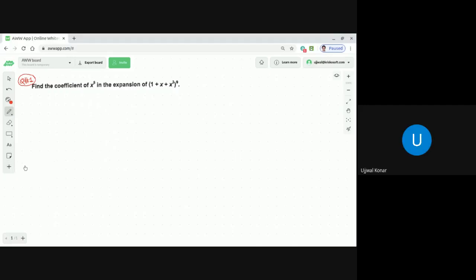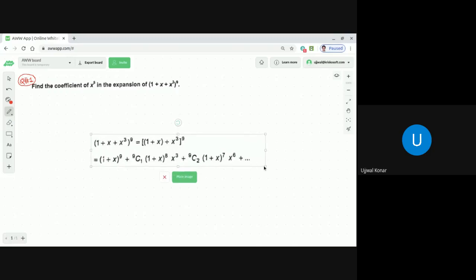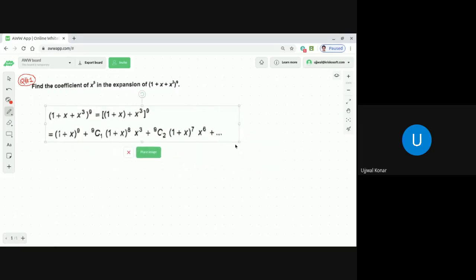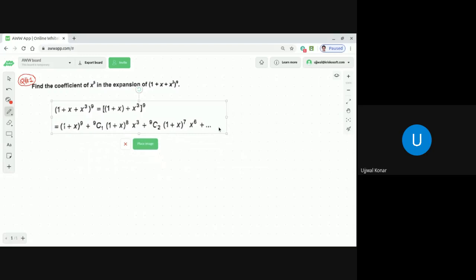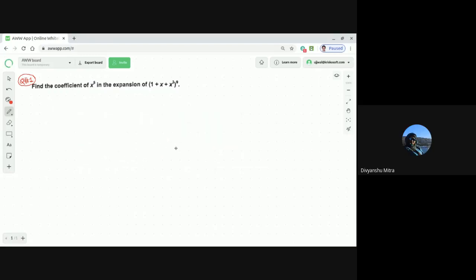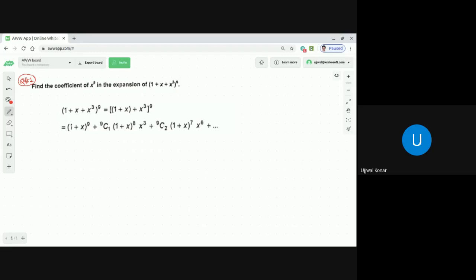So let me also do along with you. Devansu, as you asked, I can expand like this. If you take 1 + x as the first one and x cube as the second one, then you can express it as (1 + x + x^3) to the power 9 = ((1 + x) + x^3)^9. Then according to the formula, you will get this expansion. Do you agree with me?